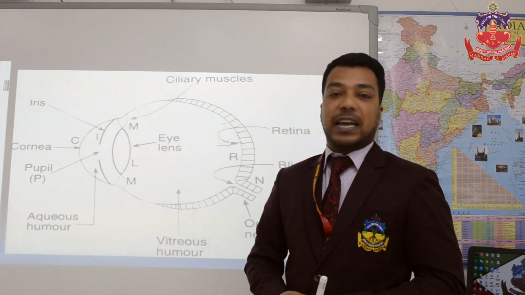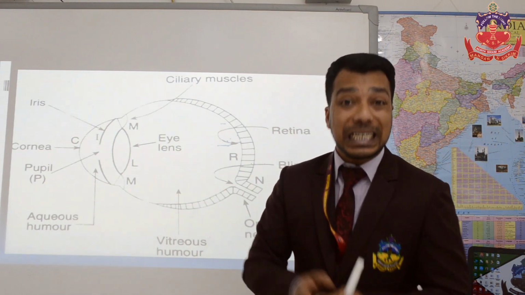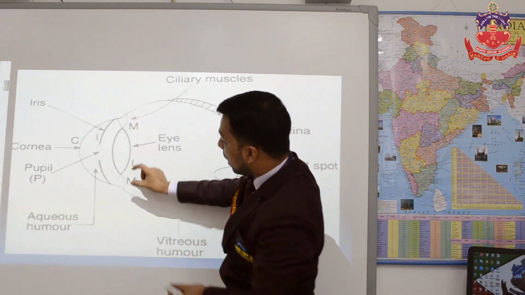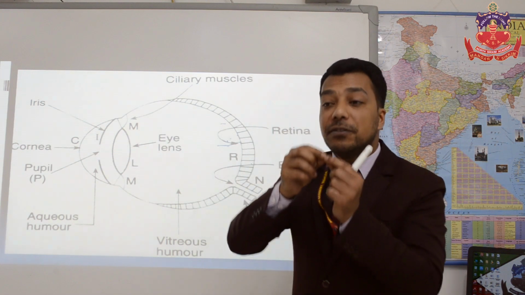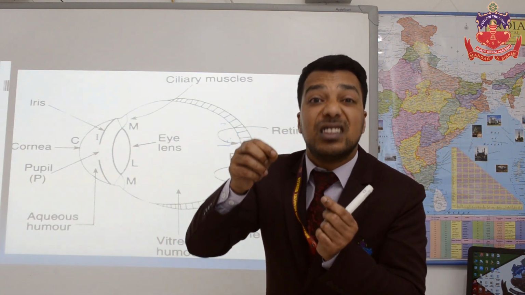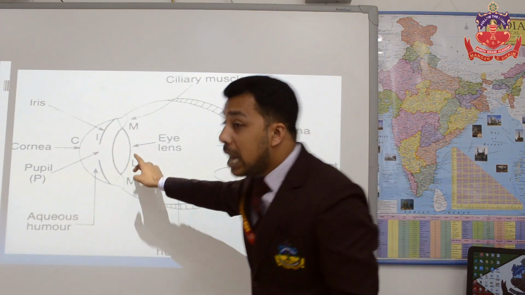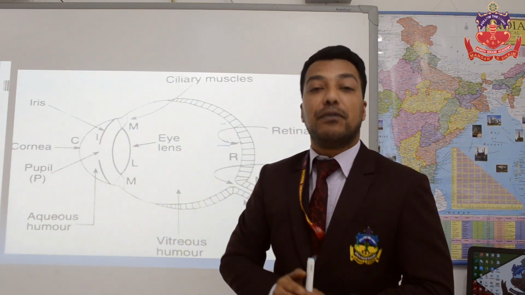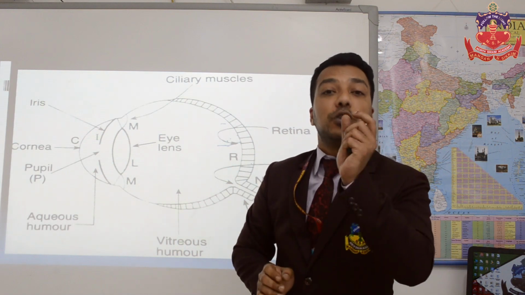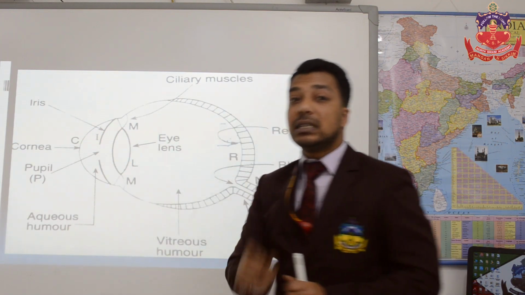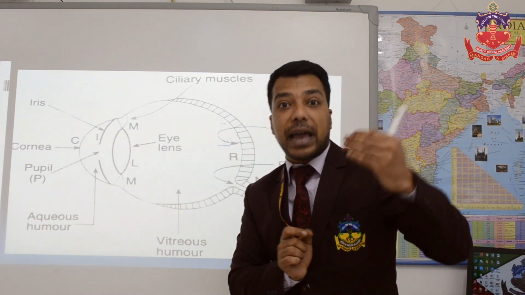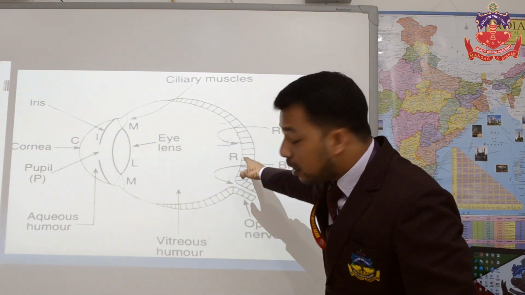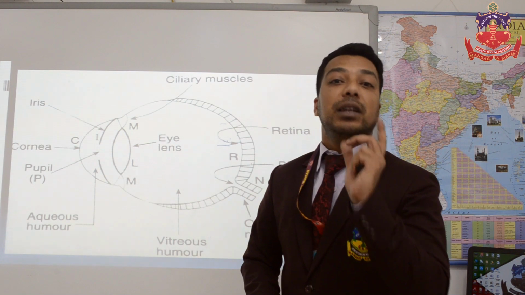Suppose, for example, we are looking at a far object. At that time the ciliary muscles squeeze themselves, the upper one squeezes itself, the lower one squeezes itself. It means they release the lens and the lens becomes free, that is, thin. When we are looking at a far object, the lens is thin. Why? The light coming from far gets refracted a small amount. So if the lens is thin, the light, which is already refracted, gets refracted a less amount after passing through the thin lens and directly falls on the retina, making a perfect image.